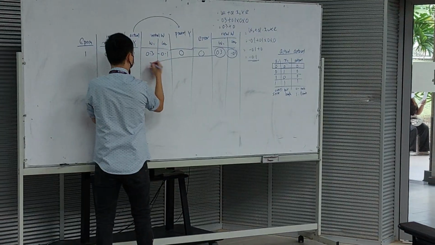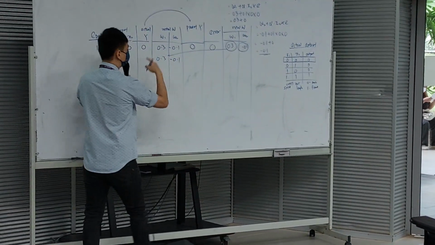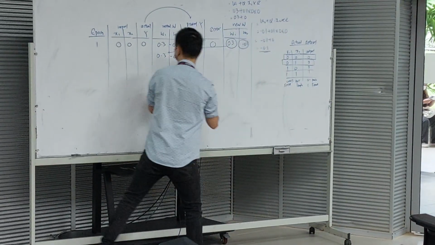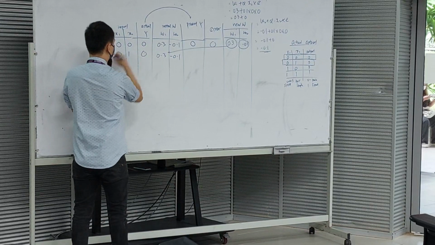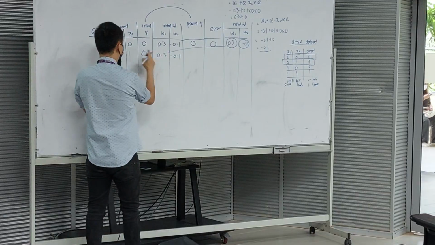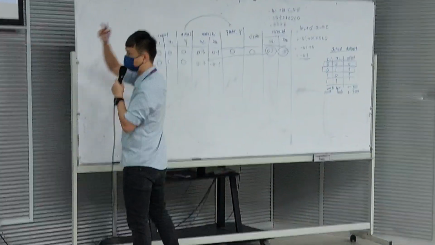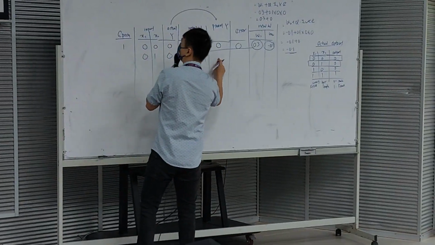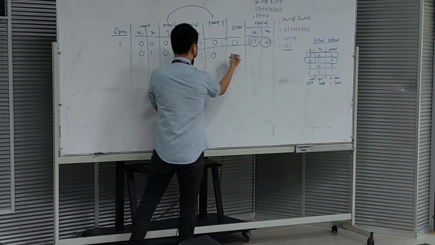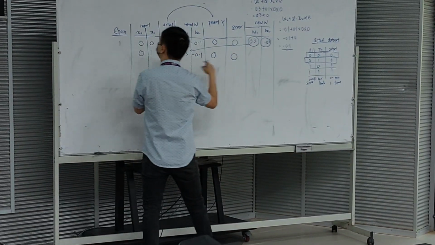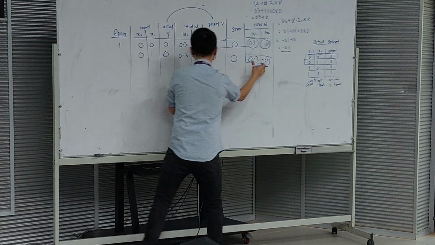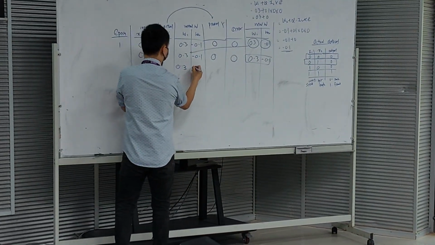Bring it down here, 0.3, negative 0.1, and run it for the second set of data, 0, 1, 0. Then you repeat the same process. This multiply this plus this multiply this, compare to the threshold value, and you will get the predicted y. In this case it is 0. Okay, 0 minus 0, you will get 0. Repeat, then you will get 0.3, negative 0.1. Bring this new weight to the third set of data.